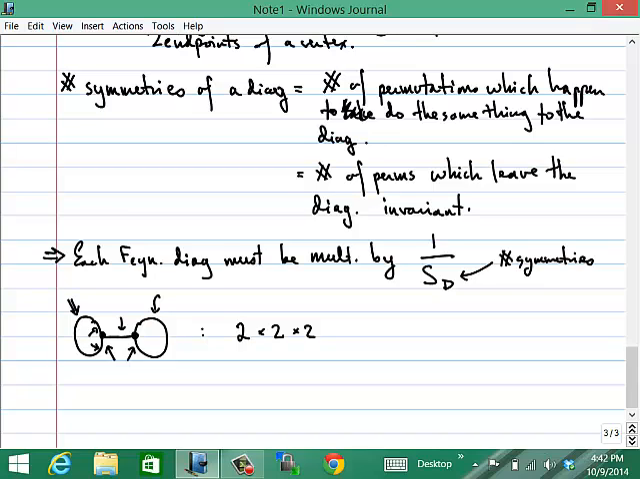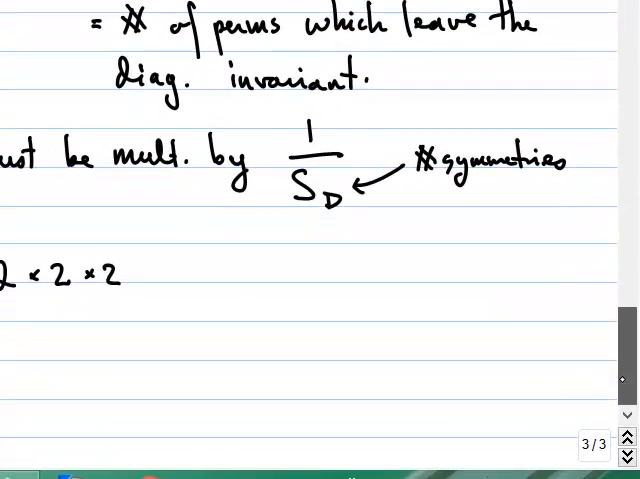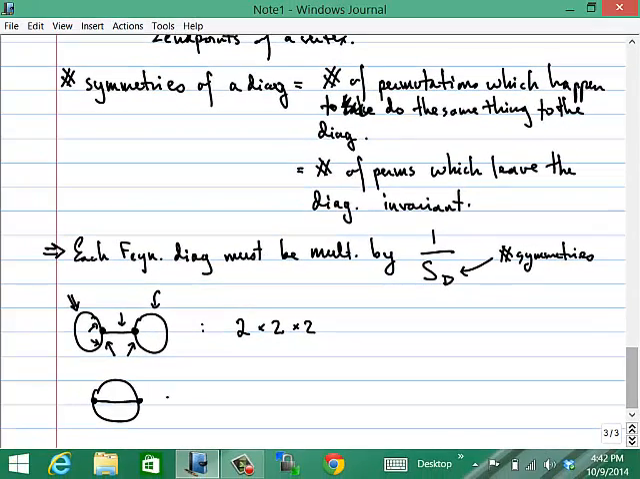Should we do another example? Let's do this example here. Often to figure out a symmetry factor, you just have to stare at the diagram long enough, and the symmetry factor will magically come to you. That's often how these things are done.